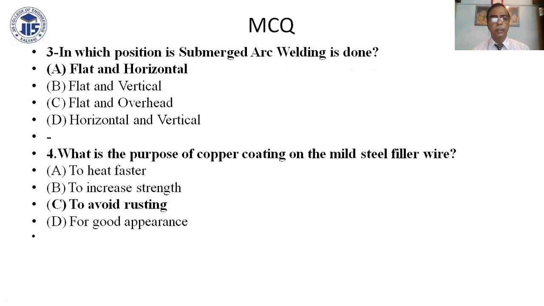Question 3: In which position is submerged arc welding done? A. Flat and horizontal, B. flat and vertical, C. flat and overhead, D. horizontal and vertical. So for submerged arc welding, as shown in the picture, flat and horizontal, A, is the correct answer.